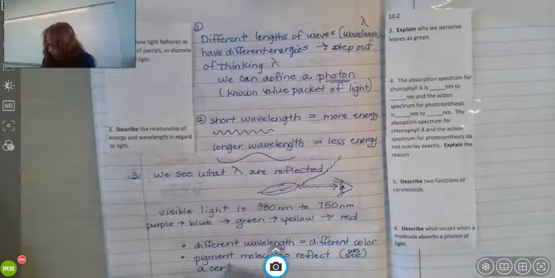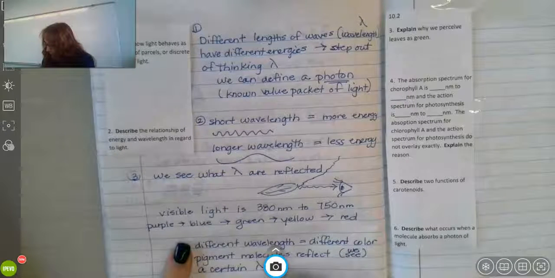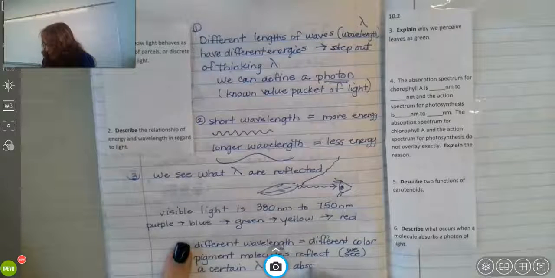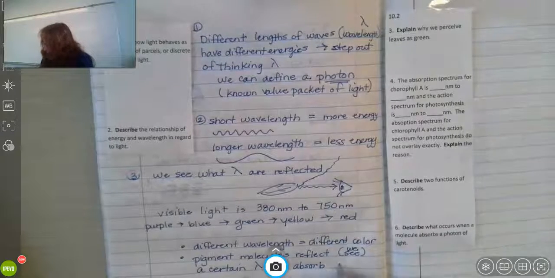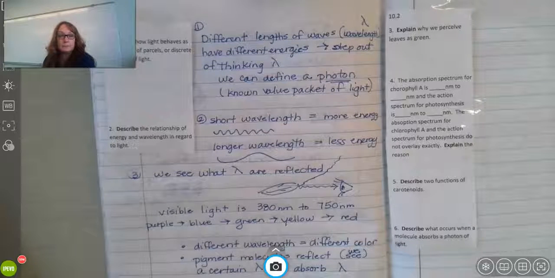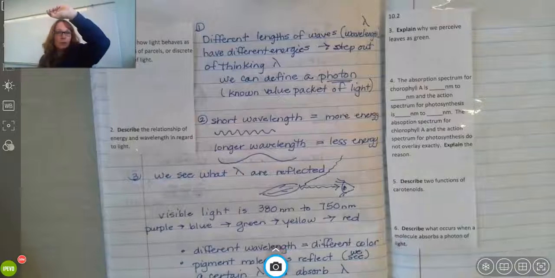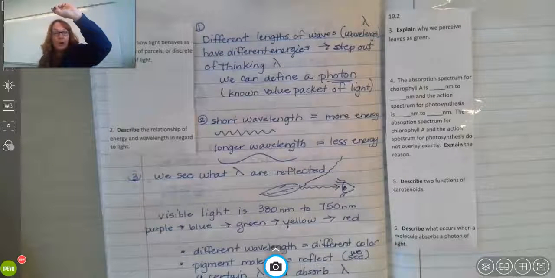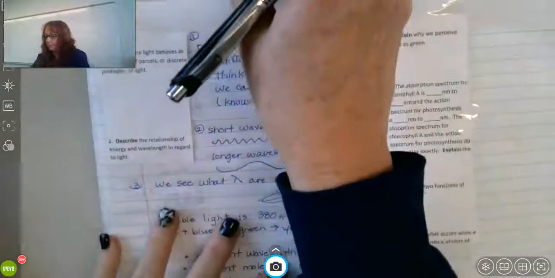So a certain wavelength, and they absorb or transmit, but we're going to go with absorb, other wavelengths. So, okay, I'm wearing a blue kind of jackety thing. Why is it blue? Because the pigment used in the cloth reflects blue back to our eyes, and it absorbs everything else.